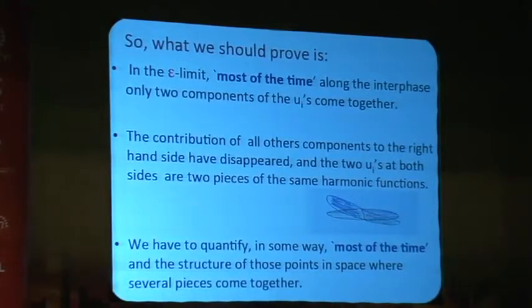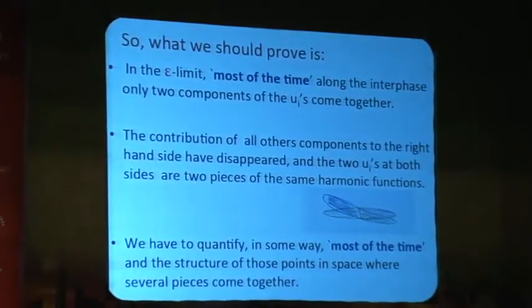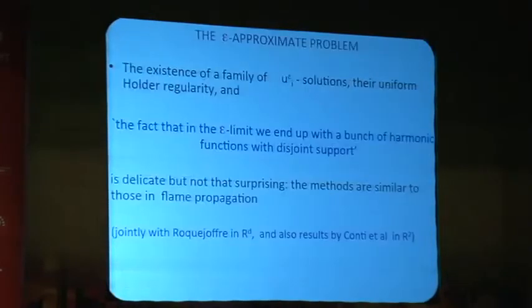Okay, so basically this is what you expect to be the theorem, is that most of the time, the level surfaces that I said we should be smooth are actually harmonic functions, and there are this set of singular points which are where several pieces come together, but in that case, the solutions are homogeneous. Okay?